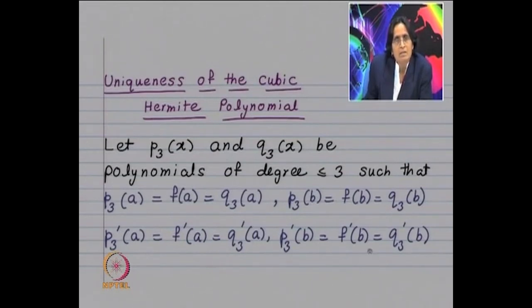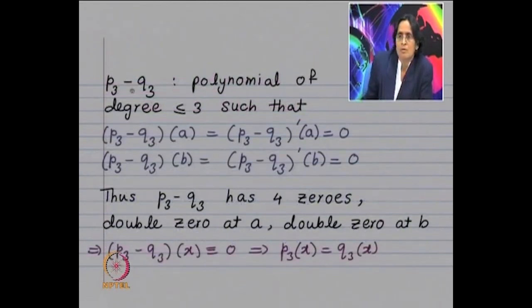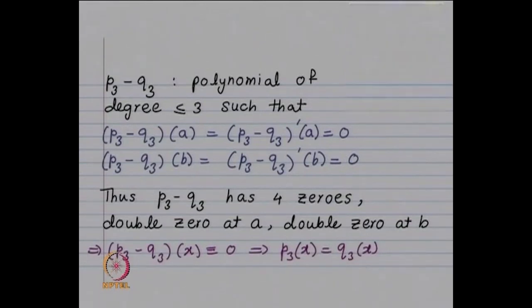That means, when we count according to the multiplicity, p 3 minus q 3 has got 4 zeros, but it is a polynomial of degree less than or equal to 3. So, it has to be the 0 polynomial. So, p 3 minus q 3 x has to be identically 0, and that implies that p 3 x is equal to q 3 x. So, now we have proved the existence and uniqueness of the cubic Hermite polynomial.